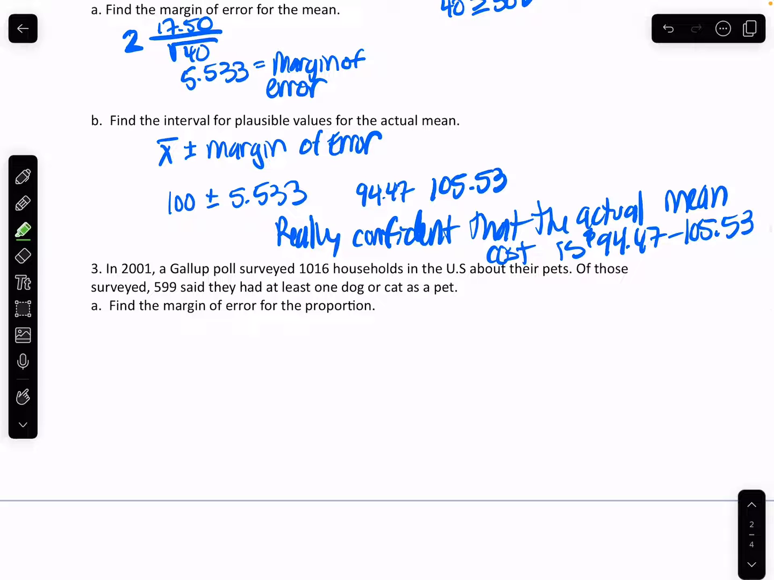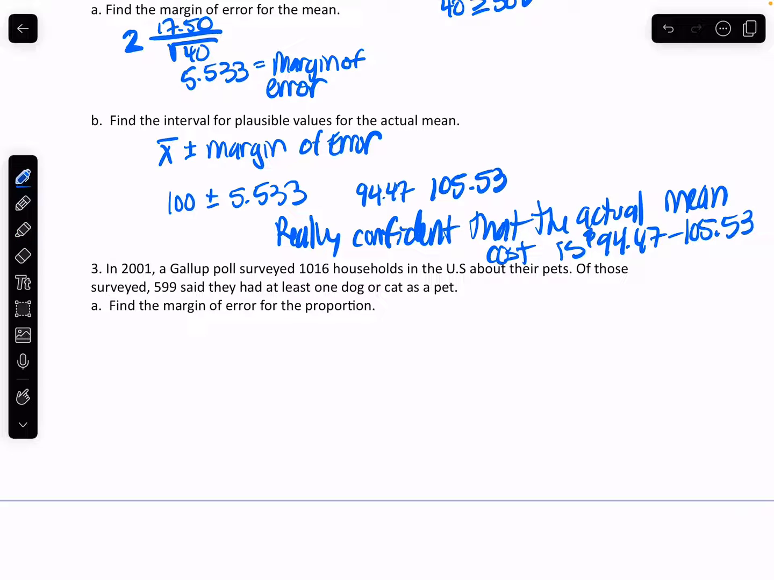So now we're going to look at the same kind of thing, but with proportions instead of margin of errors. If we look at this one, in 2001, a Gallup poll surveyed 1,016 households in the U.S. about their pets. Of those surveyed, 599 said that they had at least one dog or cat as a pet. Find the margin of error for the proportion.